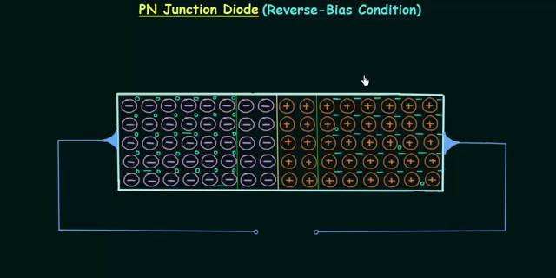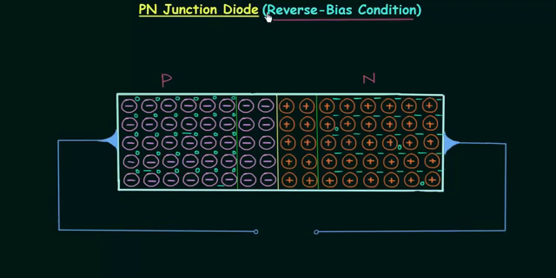In the last two lectures, we have completed no bias and forward bias condition of PN junction diode. In this lecture, we will discuss reverse bias condition. In reverse bias condition, P side of the diode is connected to the negative terminal of the battery and N side of the diode is connected to the positive terminal. If you remember the last presentation, forward bias condition, P side was connected to the positive terminal and N side was connected to the negative terminal.